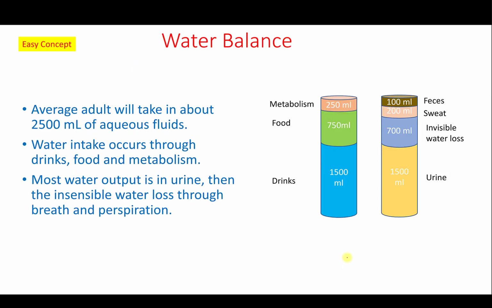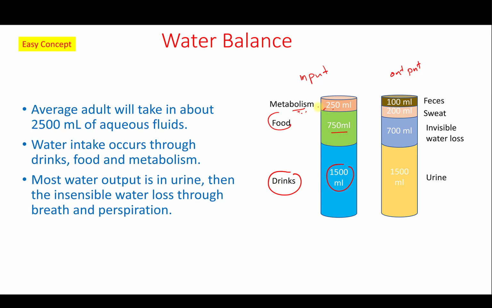For the water balance, of course, we have water input and water output. How do we get water into our body? Mainly through drinks, around 1500 milliliters, food, 750 milliliters, and metabolism, 250 milliliters. With metabolism, when we burn glucose, one side of the product is water, and the other side of the product, of course, is the energy and CO2. But when we burn that sugar, we are producing water. So this is a way to get water inside our body.